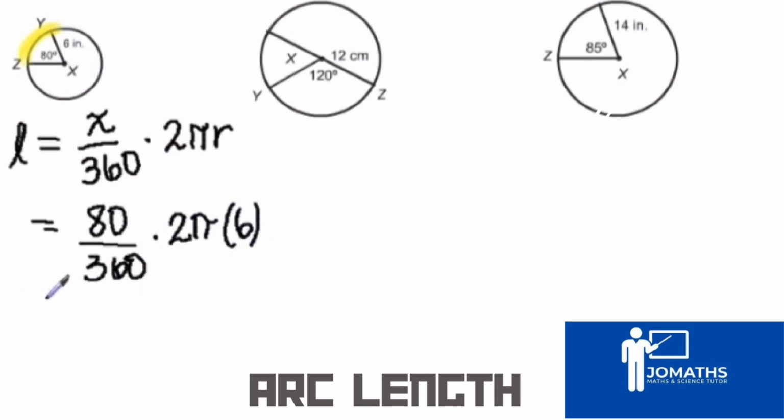Doing some substitution, we could simplify, but since we're rounding to the nearest hundredth, we'll go ahead and put this in the calculator. 80 divided by 360, multiplied by 2 times pi times 6, is approximately 8.38. Our original units were inches, and circumference and arc length would both be measured in inches.